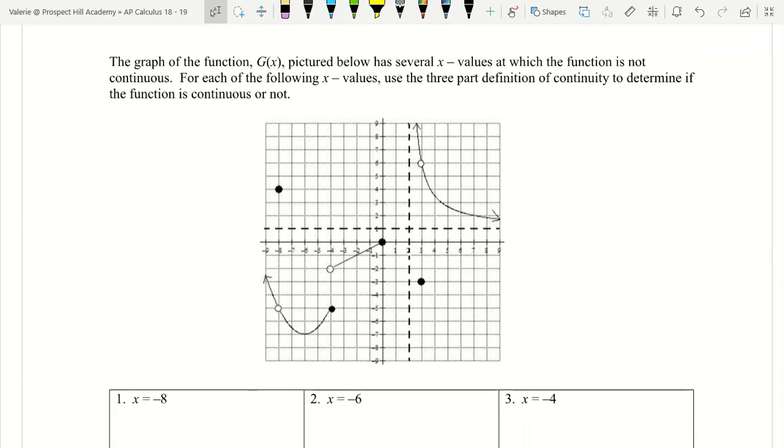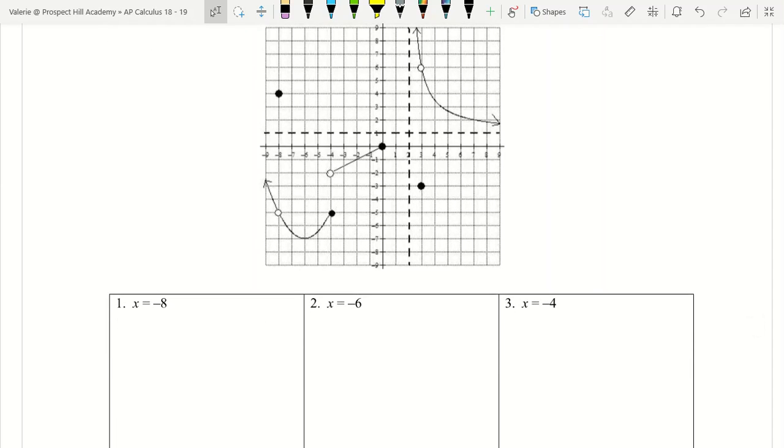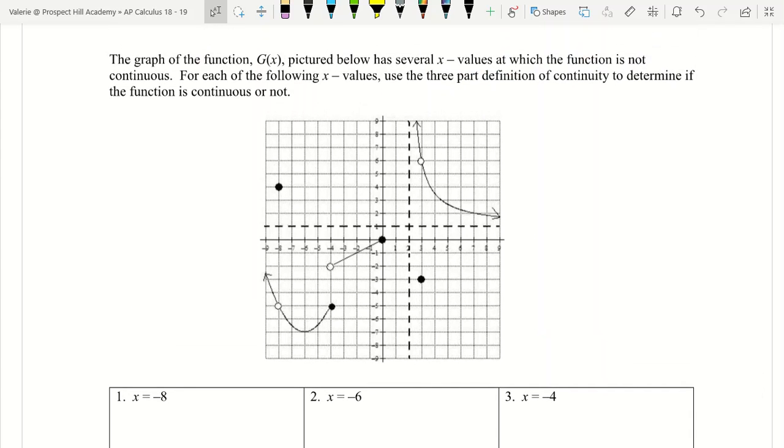Now, for the next page, the graph of a function g of x, pictured below, has several x values at which the function is not continuous. For each of the following x values, use the three-part definition of continuity to determine if the function is continuous or not. So we are going to use all three parts of the definition of continuity to prove whether or not x equals 8, x equals -8, x equals -6, and x equals -4 are continuous on this graph.